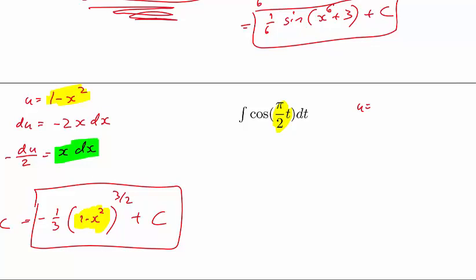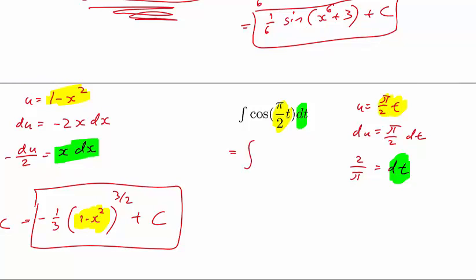All right, so again, we're going to go ahead and say u is pi over 2 times t. du is simply pi over 2 dt. All right, so we need to go ahead and do a little bit of surgery here. 2 over pi du equals dt, because that's all we have. All right, so make the appropriate substitutions. Cosine of u times, don't forget that du there, times 2 over pi du.